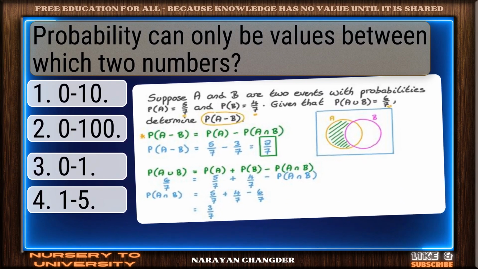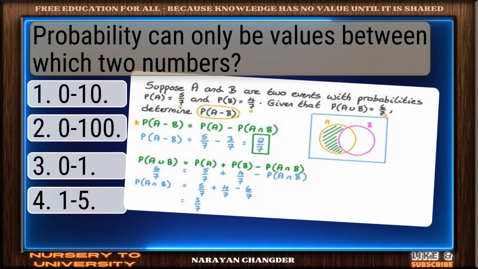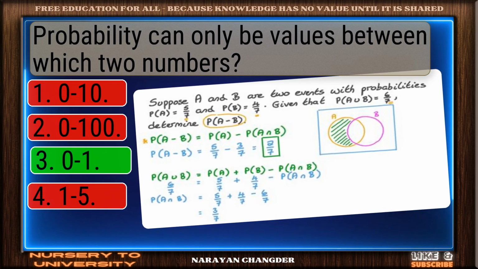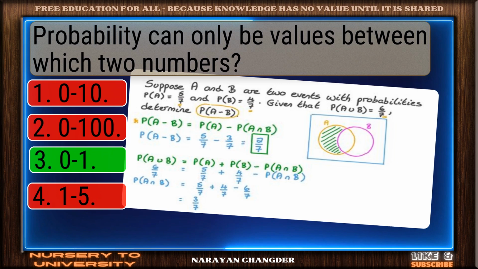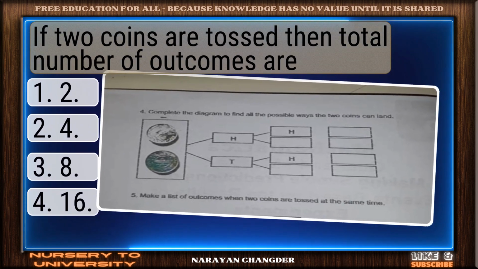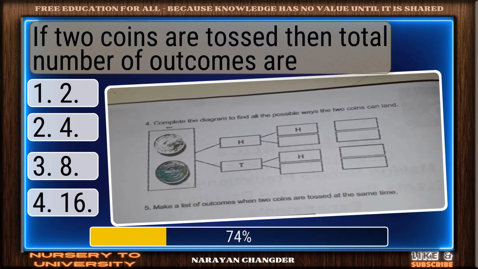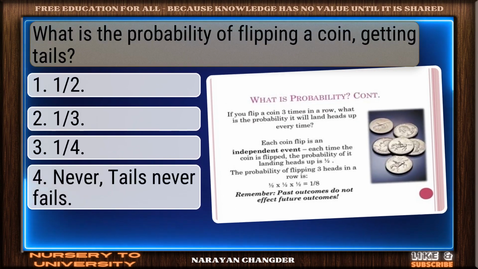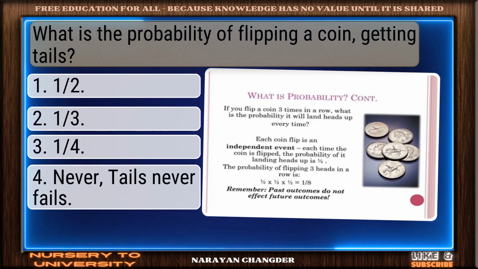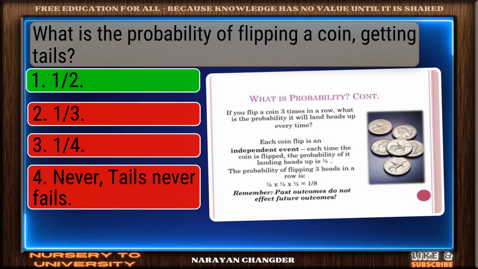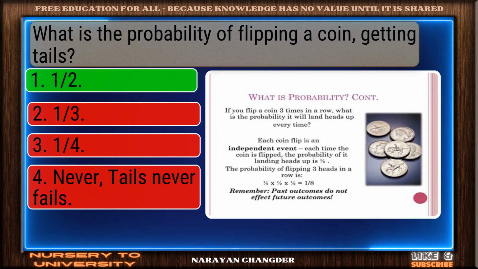Probability can only be values between which two numbers. Smart move. 0 and 1 is accurate answer. If 2 coins are tossed, then total number of outcomes are. You're right. 4 is correct. What is the probability of flipping a coin getting tails? You chose 1 by 2. Correct.